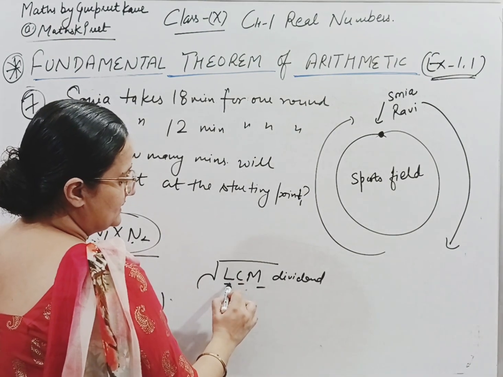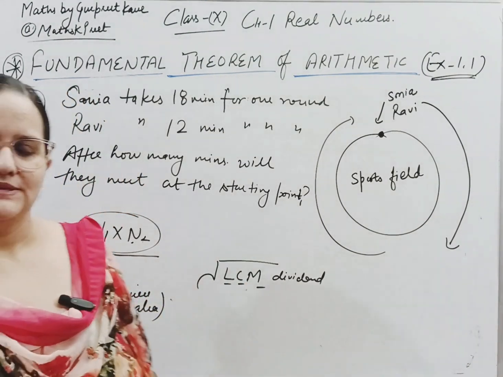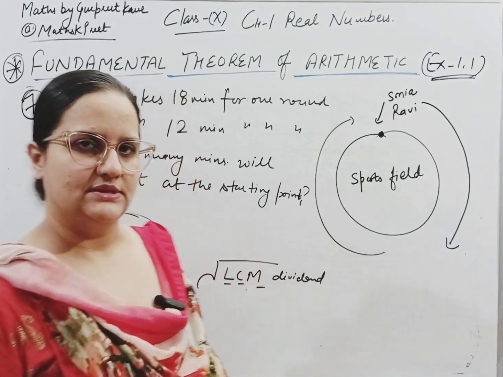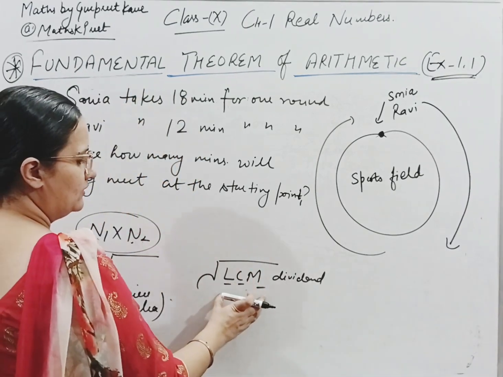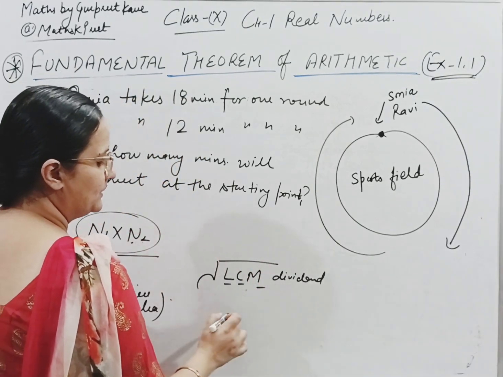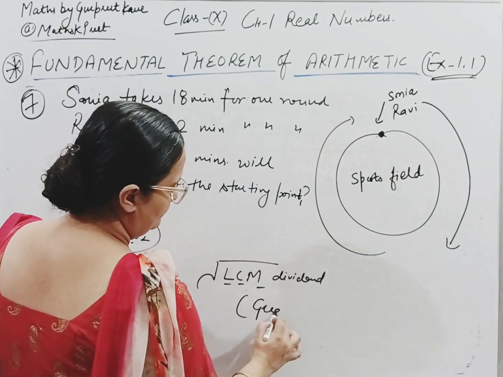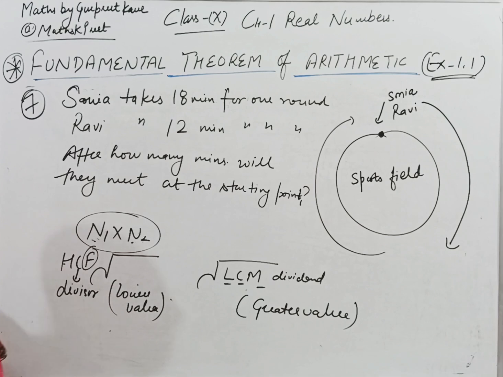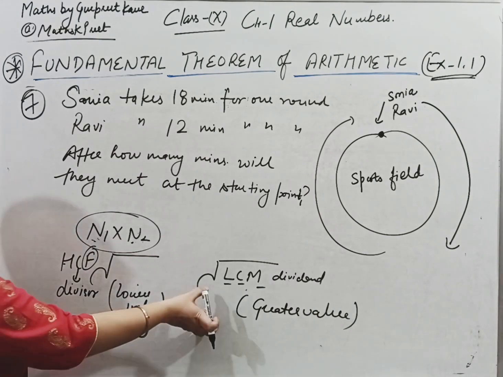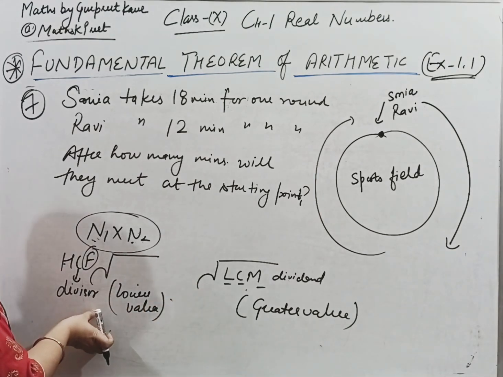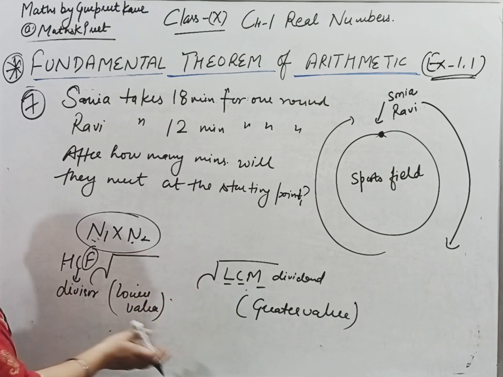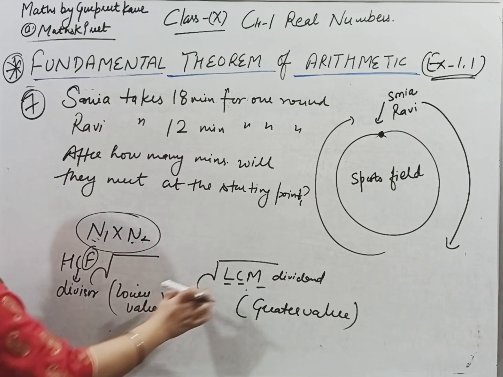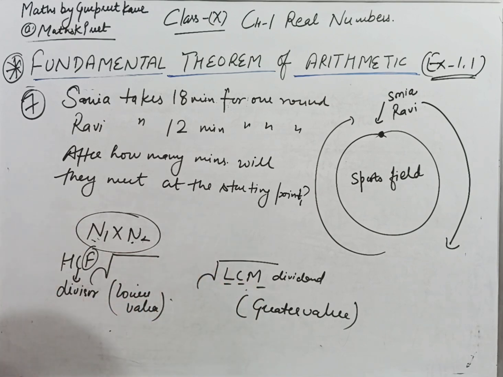And LCM is what? LCM is always the maximum power of all the factors. Here we are considering all the factors, along with that we are considering the maximum power of all the factors. So here we will get a greater value as compared to the HCF. Fine. So LCM always gives us the greater value, and HCF always gives us the lower value as compared to each other. And HCF is related to divisor. LCM is always related to dividends.